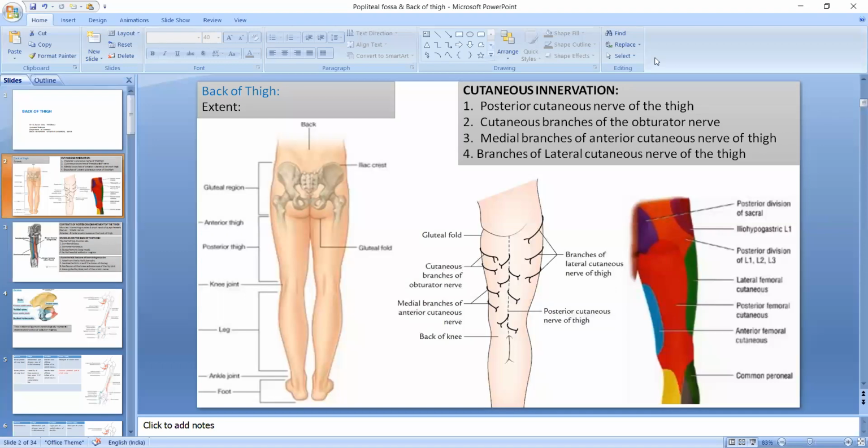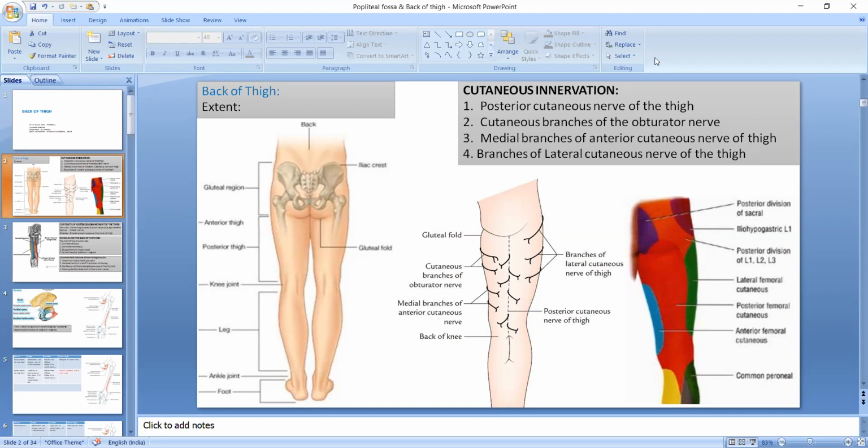The upper part of the lower limb between the hip joint and knee joint is referred to as the thigh. The thigh is divided into three muscular compartments: anterior compartment, medial compartment, and posterior compartment. We always consider the posterior compartment as the back of the thigh. The posterior compartment is separated from the anterior compartment by a lateral intramuscular septum, and there is no septum separating the posterior compartment from the medial compartment.